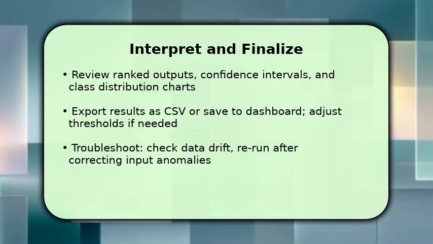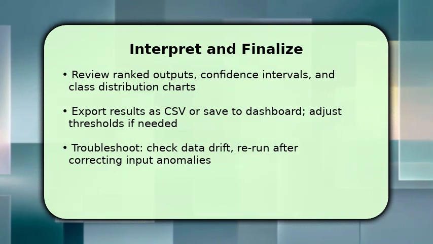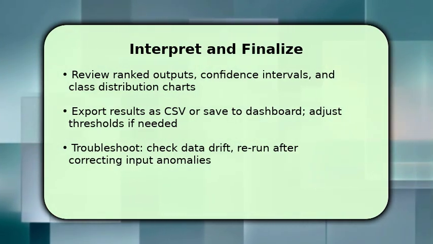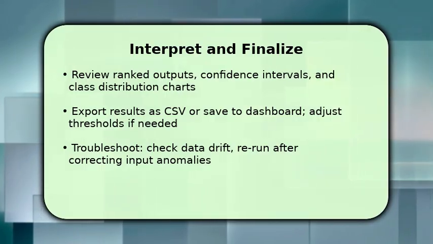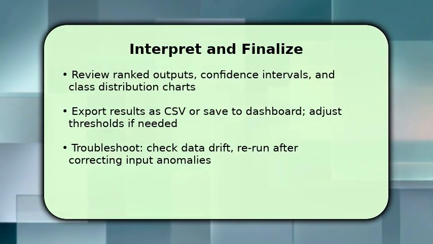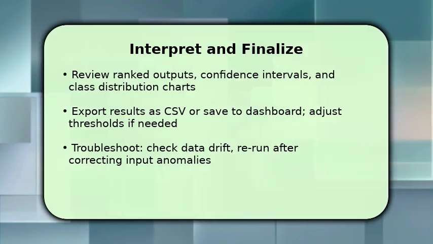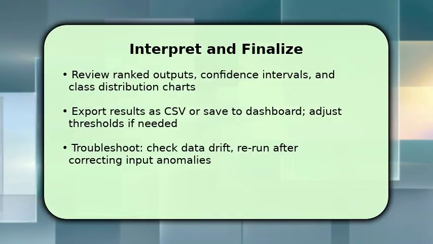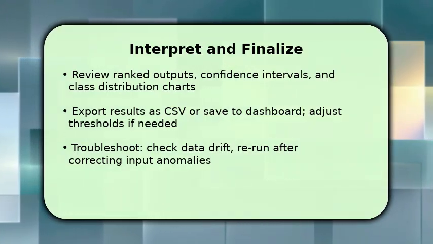Finally, interpret the ranked outputs. Read the rank list alongside confidence intervals and class distribution charts so you understand model certainty. Once satisfied, export the CSV or save to your dashboard, and if necessary, adjust classification thresholds for desired sensitivity. Make sure to document parameter settings for reproducibility.